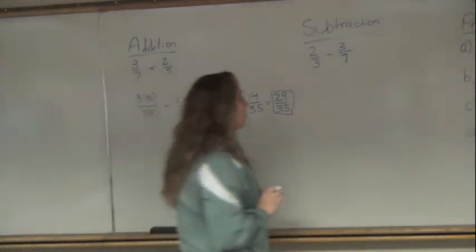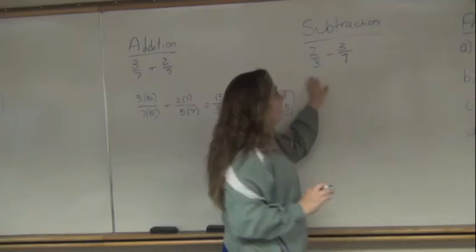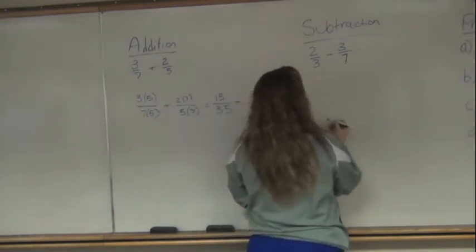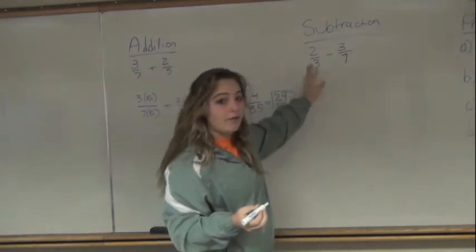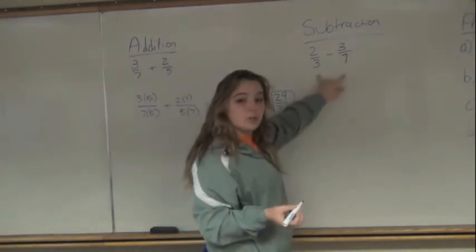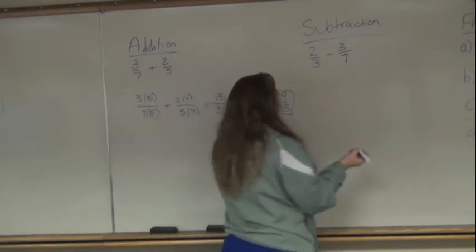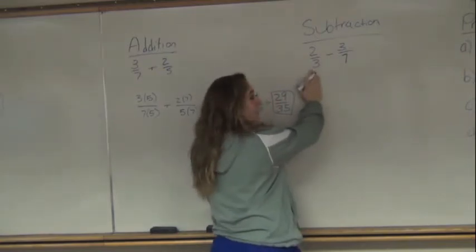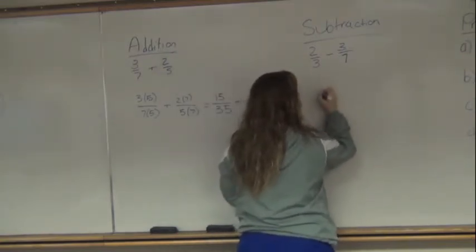Now subtraction. This is the same process, but instead we are subtracting. So we have to find the greatest common factor for the denominator, which in this case you just multiply the two together. 3 times 7 equals 21. So you have to figure out what you do on this side to get 21. You would multiply by 7.